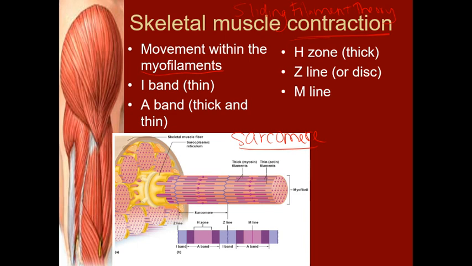So in order to look at this, we're going to have to look at different things. So from this point right here, see that purple line, that's zigzag, to this purple line right here, that's zigzag, and then you would have another one down. That's one sarcomere.